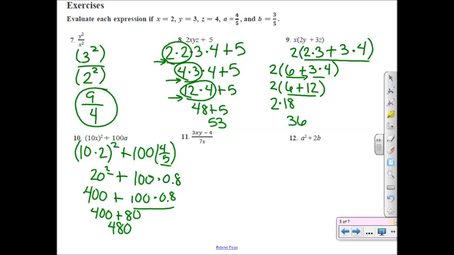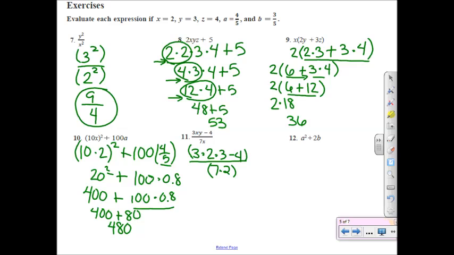Number 11, we have 3 times x times y minus 4 all over 7x. So I'm going to do 3 times x is 2 times y is 3 minus 4. That whole thing divided by 7 times x, which is 2. I'm going to treat these as two separate things when I have a fraction like this. So I'm going to do the top, and I'm going to put it in parentheses to remind myself to do it, and then the bottom in parentheses too.